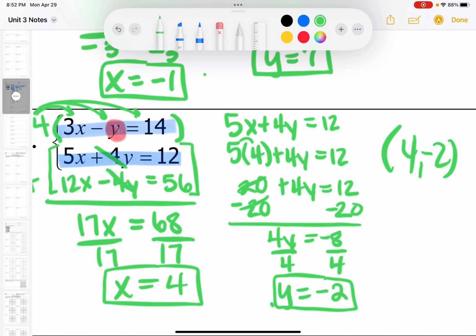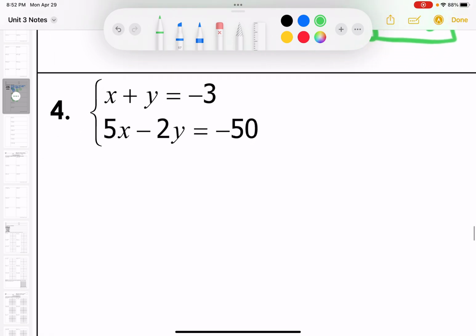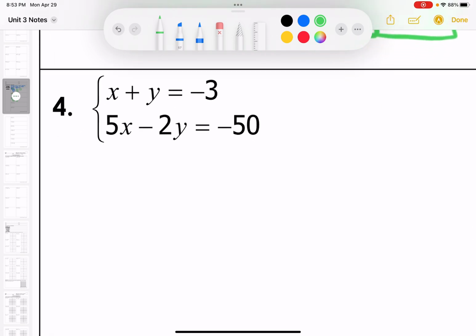All right, let's do another one. x plus y equals negative 3, 5x minus 2y equals negative 50. So this one, it truly does not matter which one you want to eliminate because in that top equation, x and y do not have a visible number beside it. So I'm going to eliminate y.